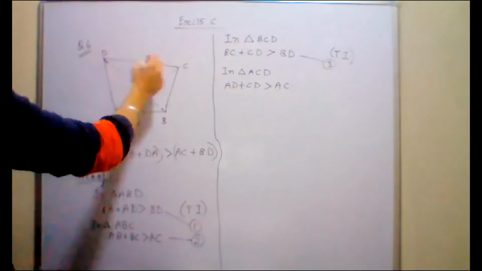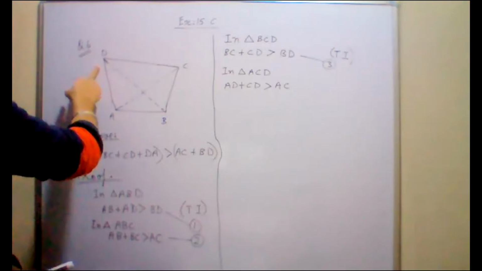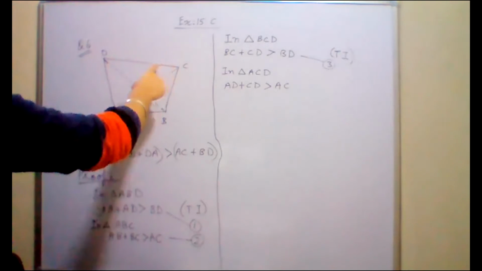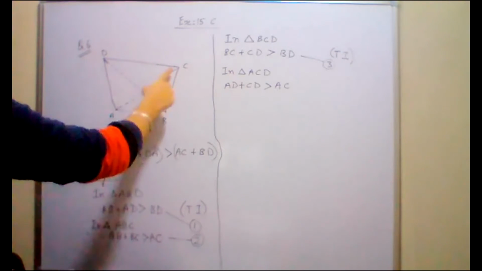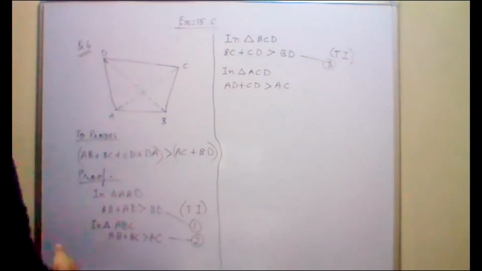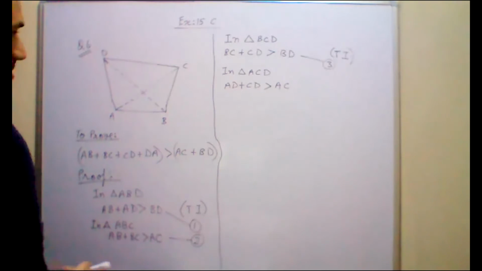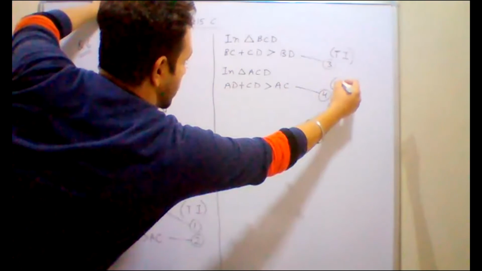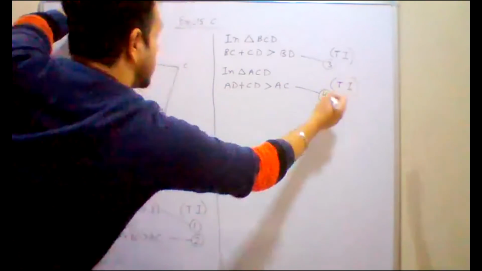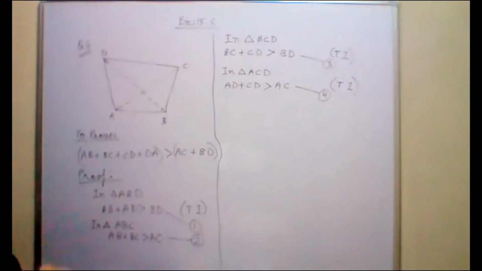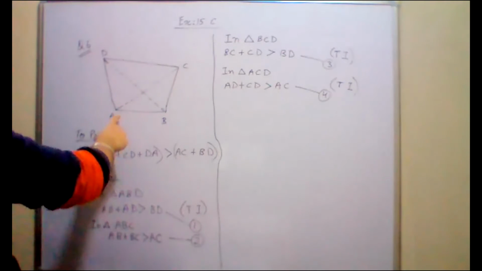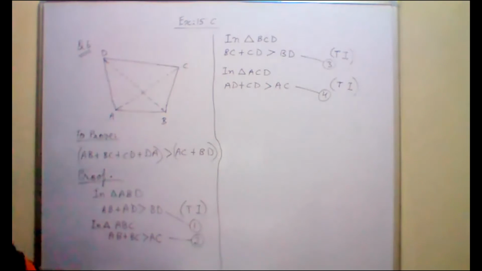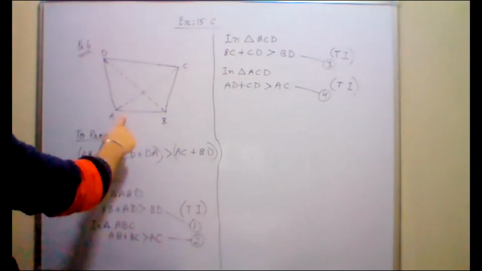Look at triangle ADC. In triangle ADC, if you add the sides AD and CD, the sum of these two will be greater than the third side of the triangle, which is AC. Same concept I have used in 4 different triangles. So I have made 4 inequalities here using 4 different triangles. First was triangle ABD: AB plus AD is greater than BD. Second one was triangle ABC.